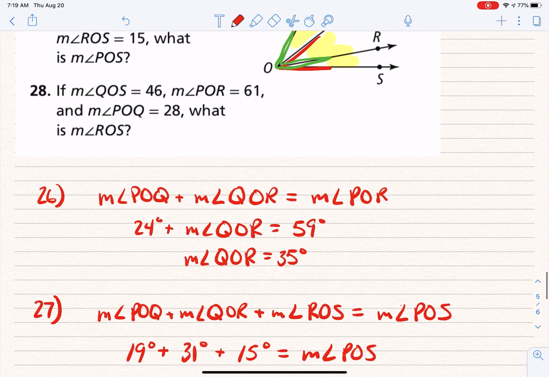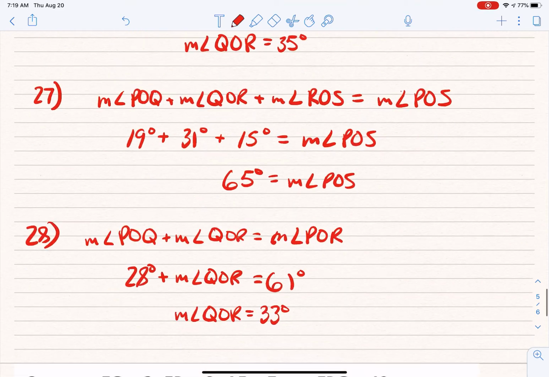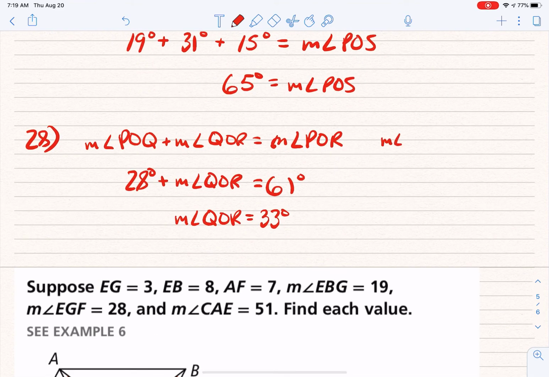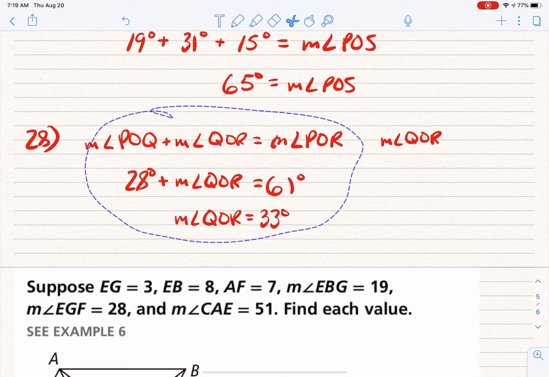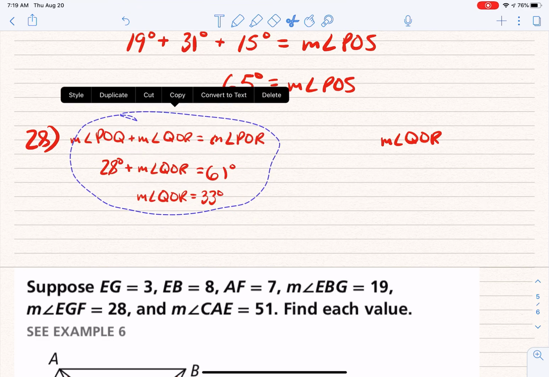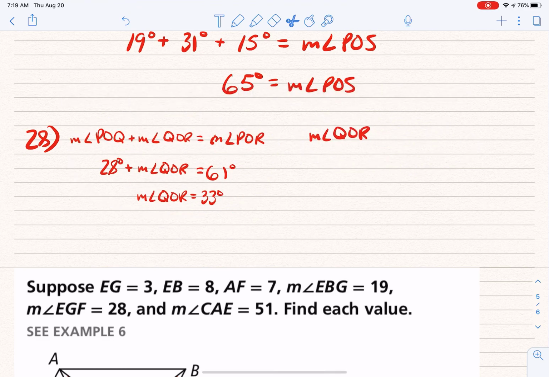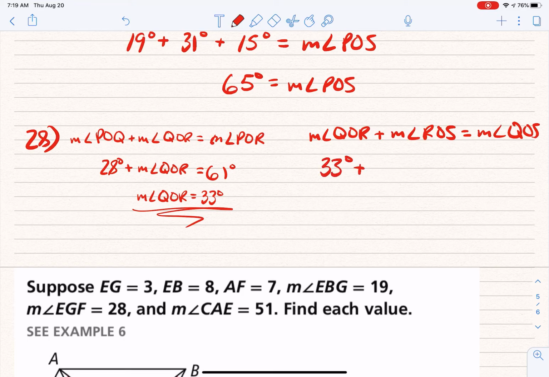I wasn't asked how big QOR was, but I need that to be able to figure out how big the measure of angle ROS is. And because I know that the measure of angle QOR, let me make this just a little bit smaller, plus the measure of angle ROS all adds up to be the measure of angle QOS. And now I can substitute in the things I know. I know QOR, that was from right here. So I say 33 degrees plus the measure of angle ROS.